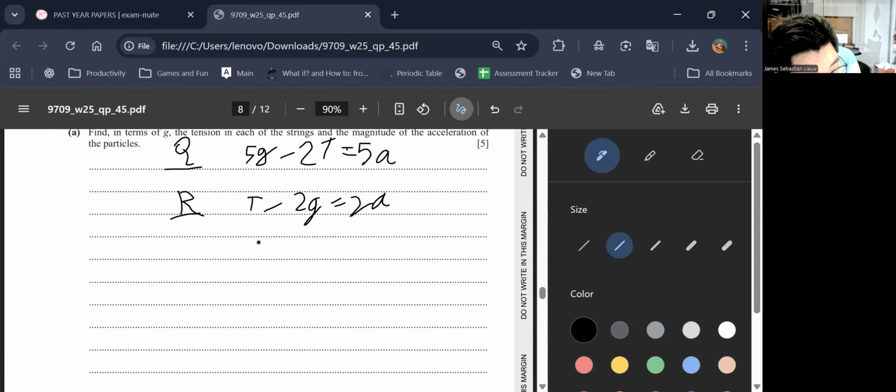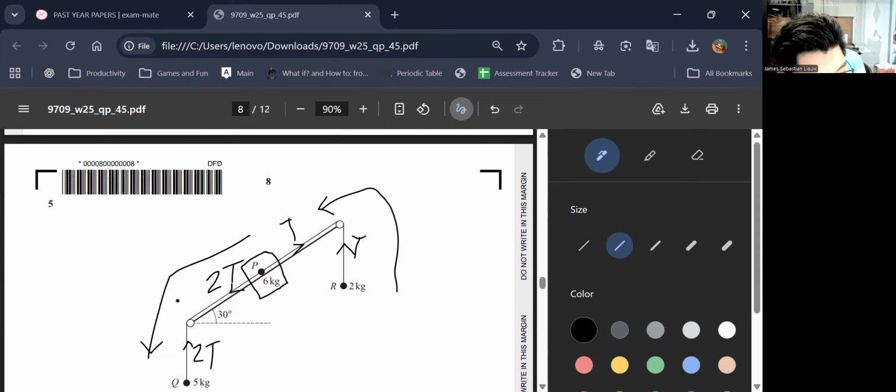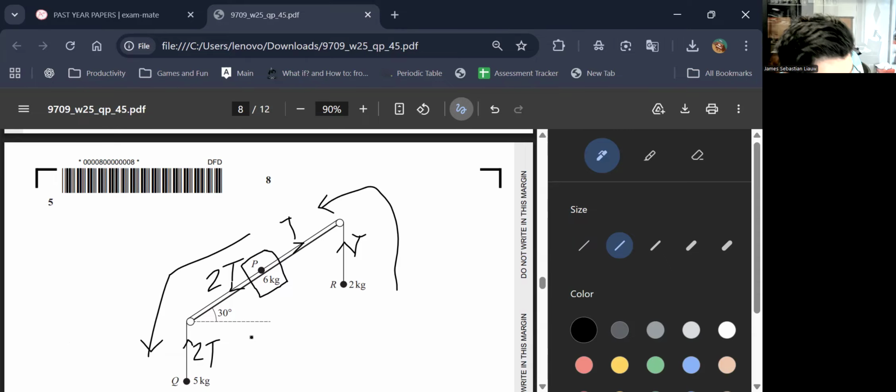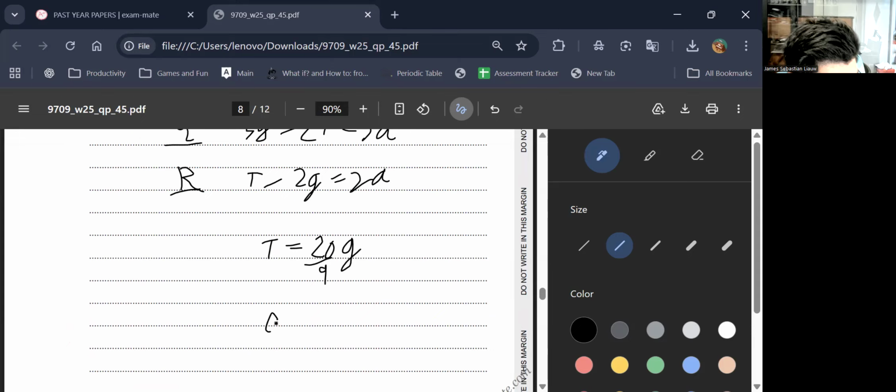Solving these two equations in terms of g yields T equal to 20 over 9 g. So that means the tension in this string is 40 over 9 g and the tension in this string is 20 over 9 g. And your a is 1 over 9 g.